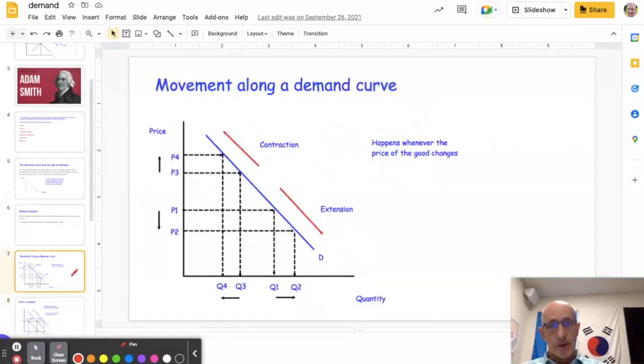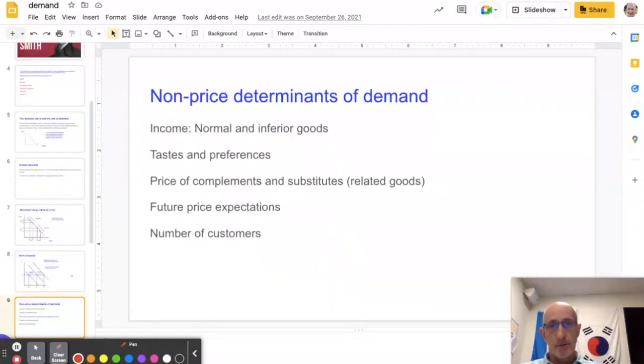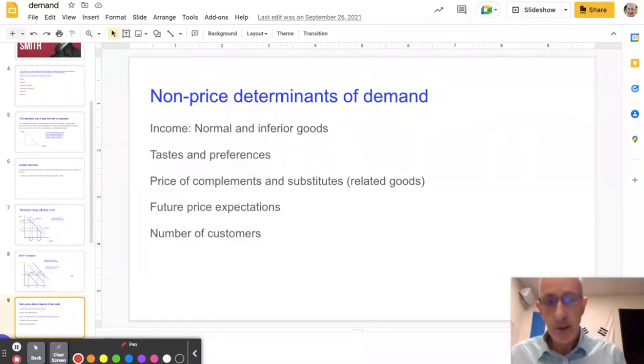Okay, so just to remind you what's going on, if the price changes, we only ever see a movement along the existing demand curve if the price of the good changes. And if any of the non-price determinants of demand change, we'll see a shift in the demand curve as shown in this diagram. So for our subject guide, we have listed 5 non-price determinants. We've got income, and then we'll make a difference between what's called a normal good and an inferior good. A normal good is one where if your income goes up, your demand will go up. An inferior good is one where if your income goes up, the demand goes down.